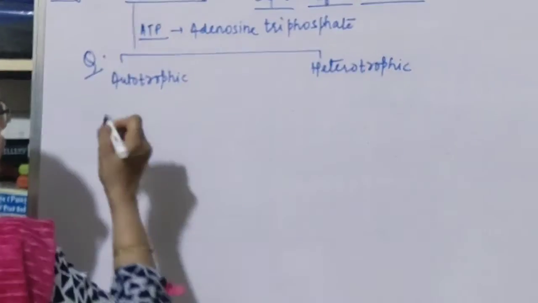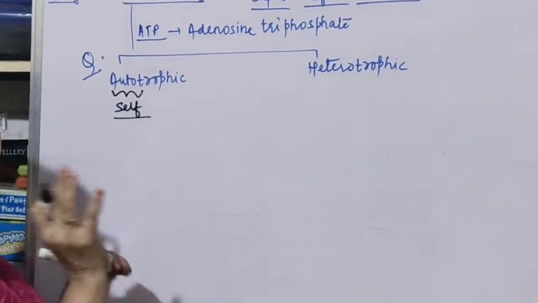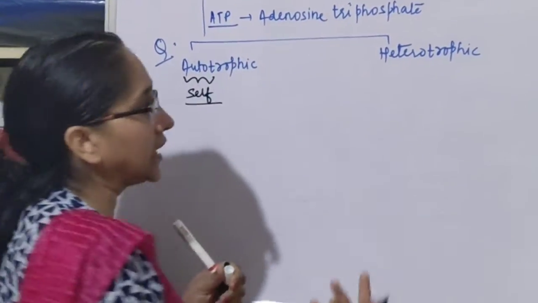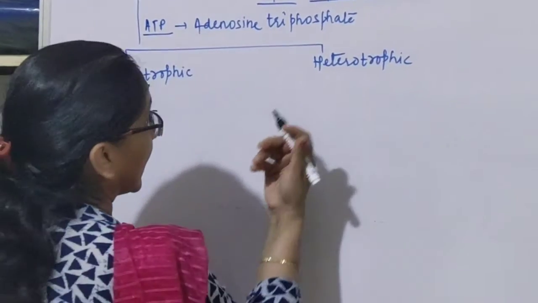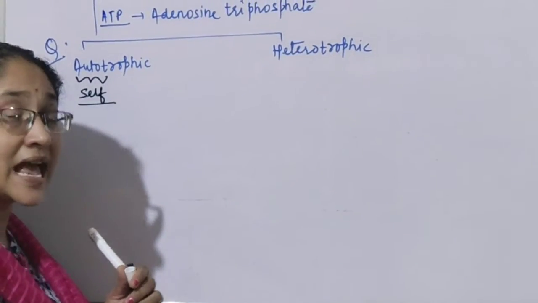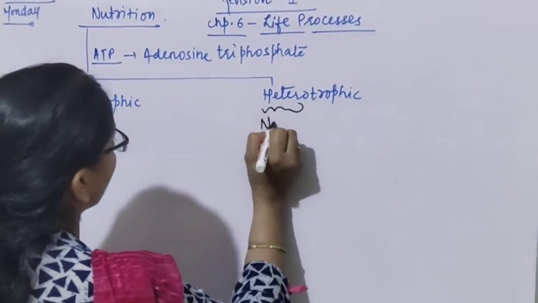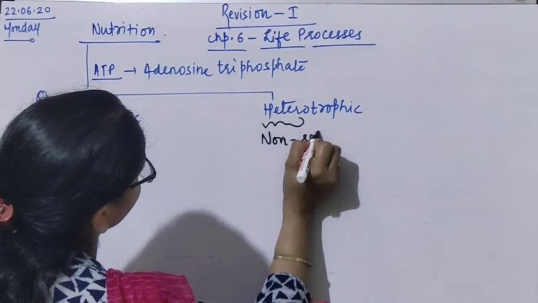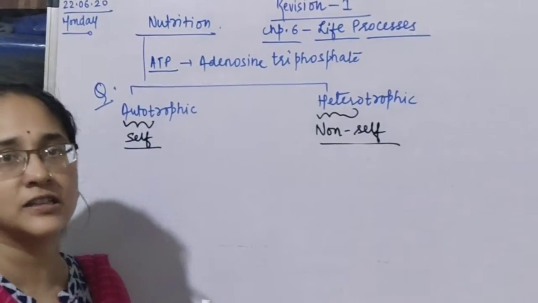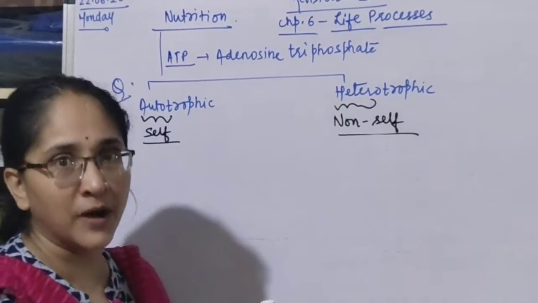Now when we talk about auto, this term refers to self. That means it is the process by which the organisms can prepare their own food. So basically those are the plants, because they have got the chlorophyll pigment which will help in the process of photosynthesis, and by photosynthesis they can prepare their own food. And when we talk about hetero, that term refers to other. So this group includes those organisms which are dependent on other organisms for food.